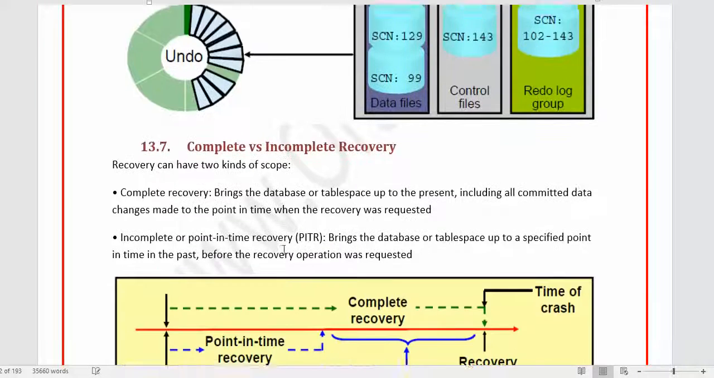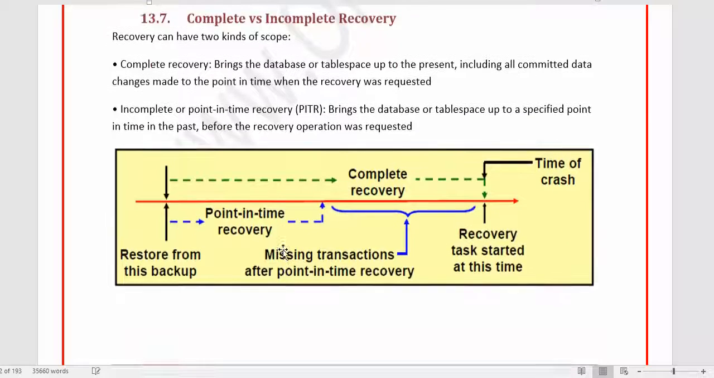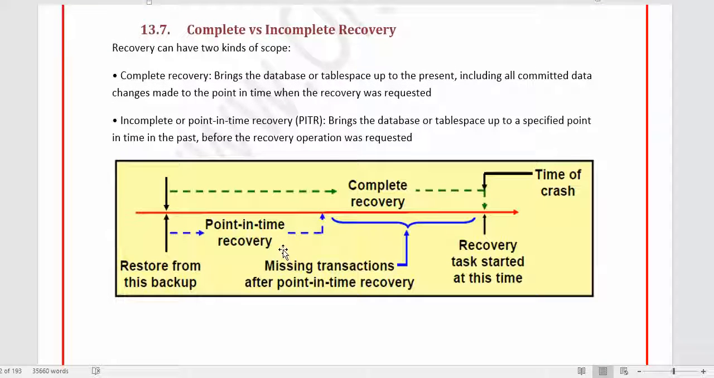So let us move to the last topic of this session, that is complete versus incomplete recovery. When do you call a recovery complete? That means if you are able to get all the data, even after the instance has crashed, we call it a complete recovery. That is what it means.